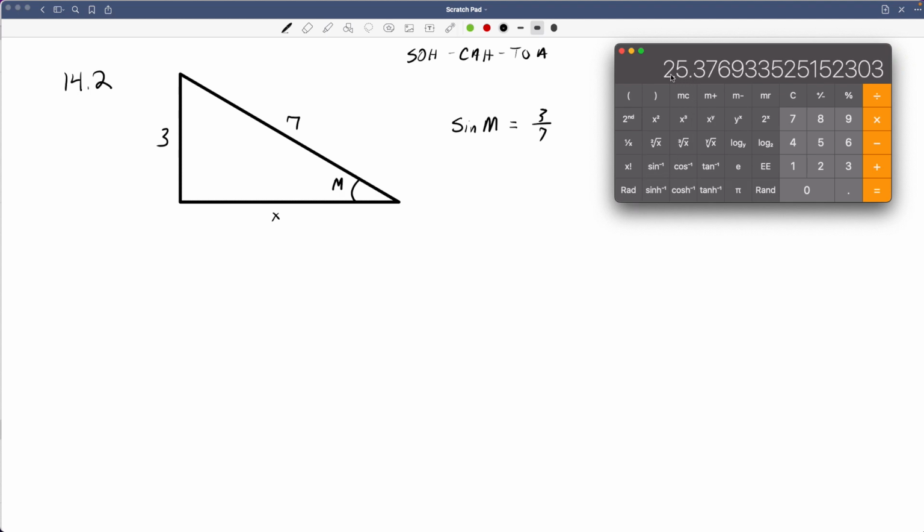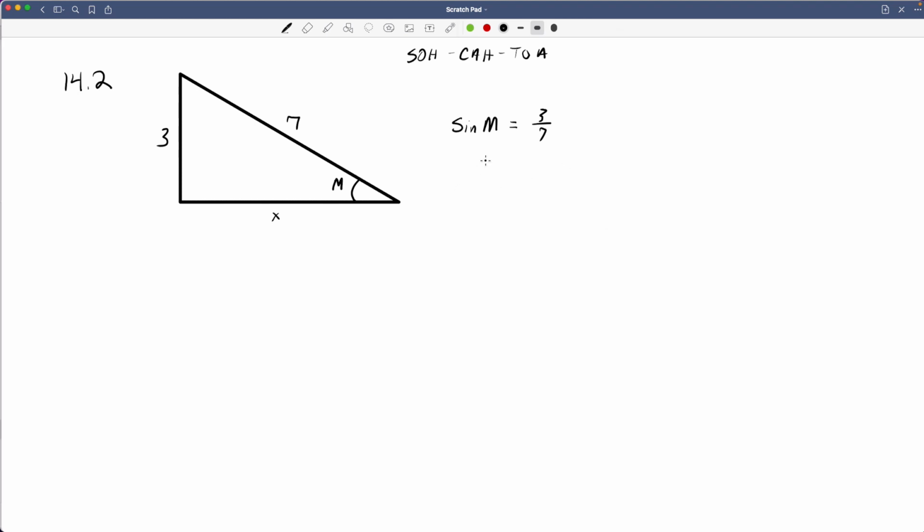Now, this is my final answer. This is the degree of measure that is right here: 25.376. Can I round the 7 up? Yes, I can. So 25.38 is the degree of measure for M. And that is all we had to do for this problem, was to find the degree of measure of M. And that's it.